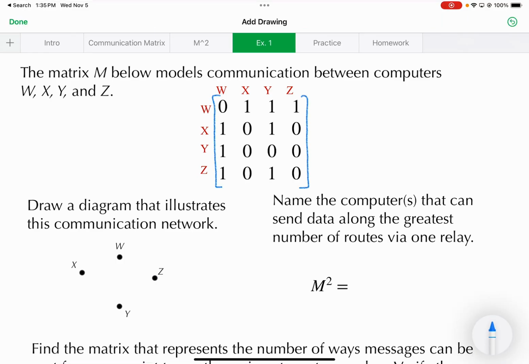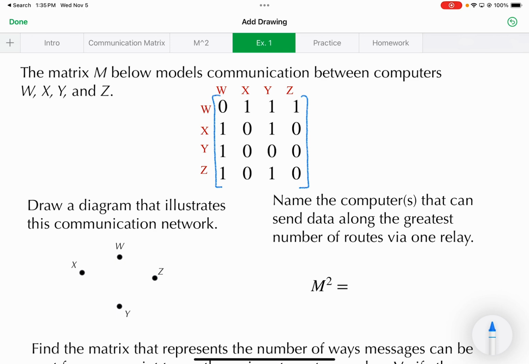Okay. All right. Let's draw a diagram that illustrates what's going on in that matrix. So we've got a bunch of points labeled, and we want to draw in which ones can communicate with each other. All right, so let's start with W.